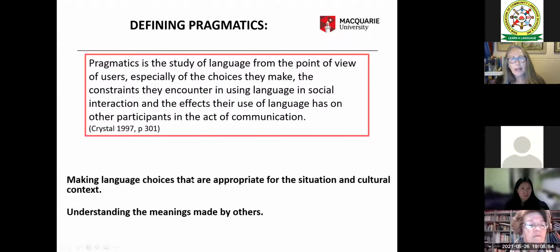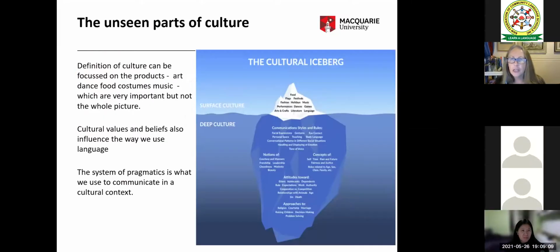So we're going to look at a diagram that might be familiar to some of you about what we can think of as the unseen parts of culture. When you think of culture, you probably think of things like music, dance, food, holidays, games, the parts of culture that we can see, okay? But when we go deeper into culture, there's a lot more to it. And some of these other aspects are not so obviously on the surface.